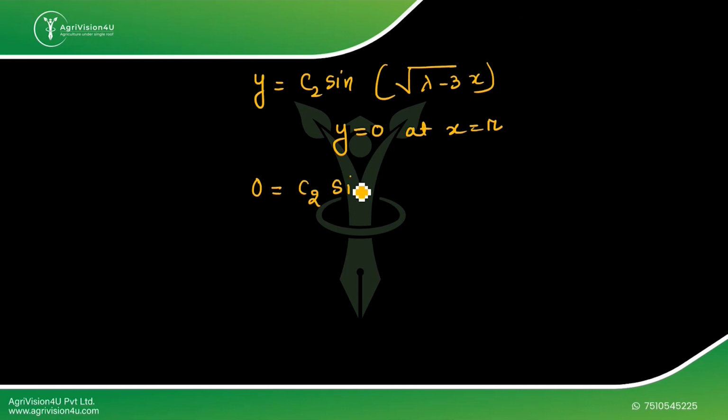c2 sine of pi times square root of lambda minus 3. Okay, this will be the thing that you will be getting. So obviously C2 will not be equal to 0, right?